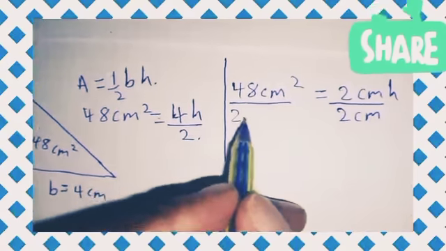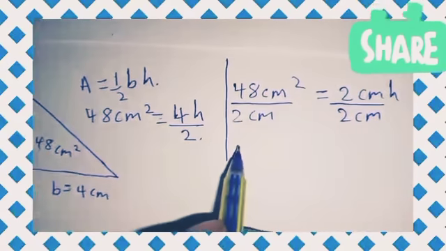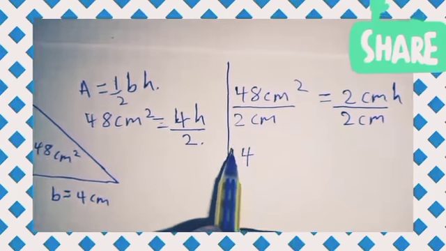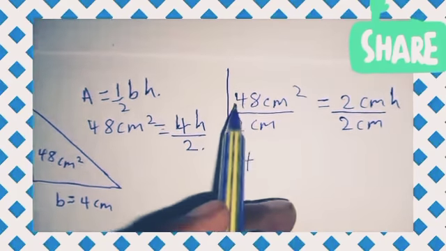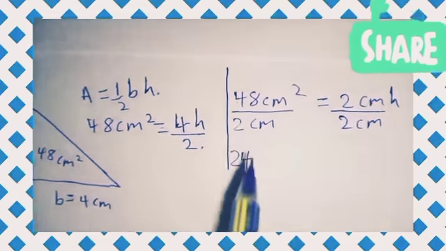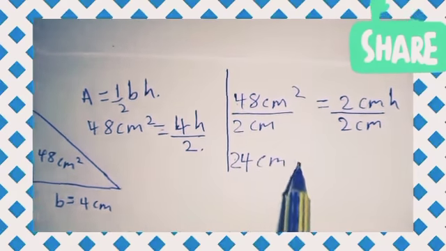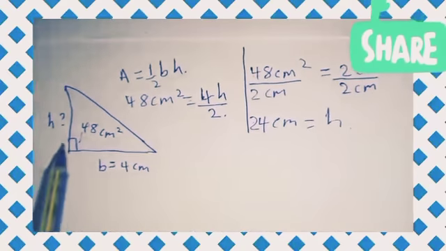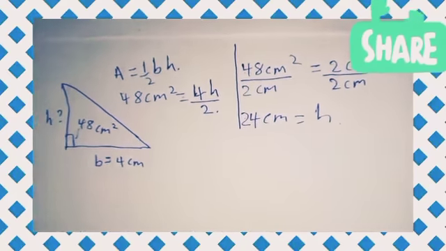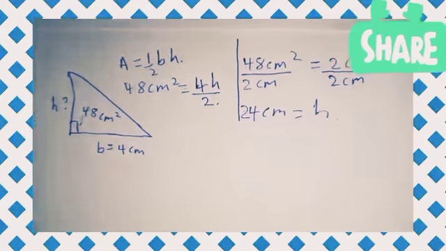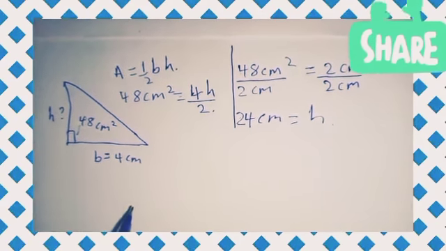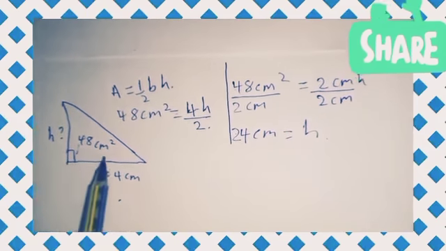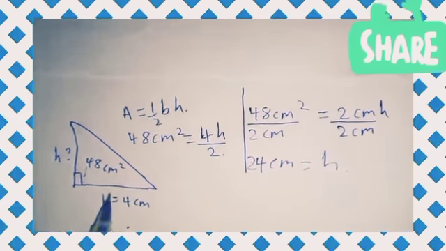And this other side by 2 centimeter. 48 divided by 2 is 24. 4 by 2 is 2, 8 by 2 is 4, so 24 divided by 2 gives our height. So the height of this triangle here is 4. So that is how you get the height, in case you are given the base and the area, and you are not given the height. That is how you obtain the other side very easily.